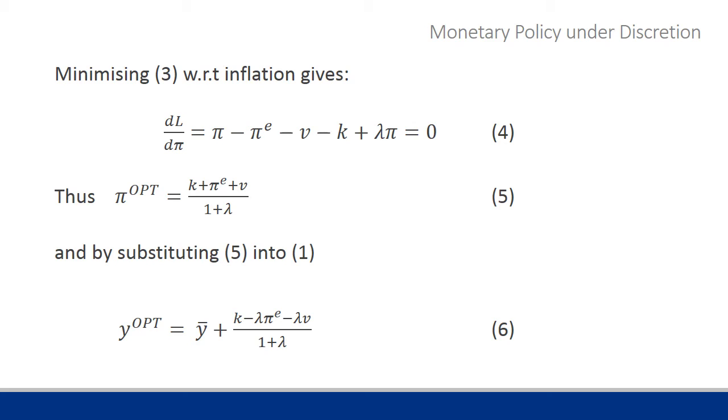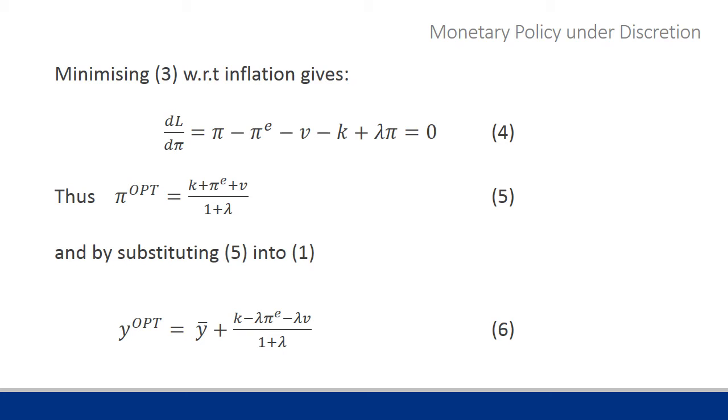Rearranging equation 4 gives us equation 5. So we leave π, the two terms in π, on the left hand side, and bring everything else onto the right hand side and solve for π. We have optimal inflation, which is equal to k times expected inflation plus v, all divided by 1 plus λ.